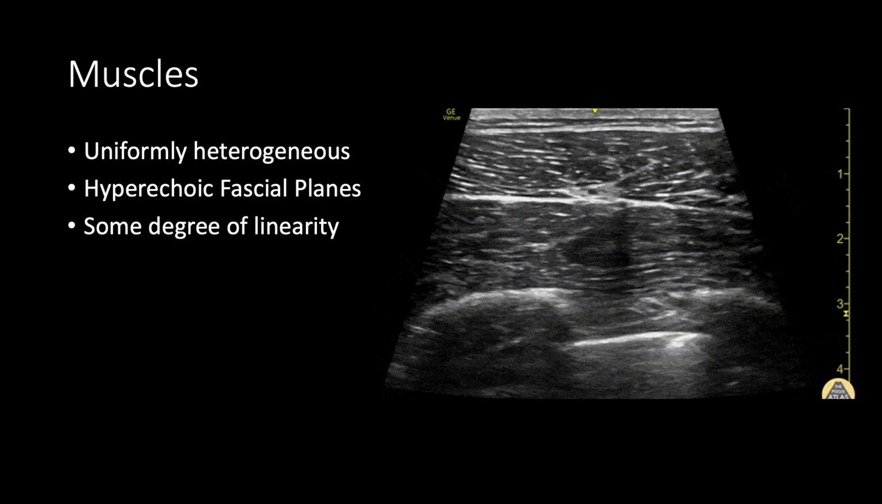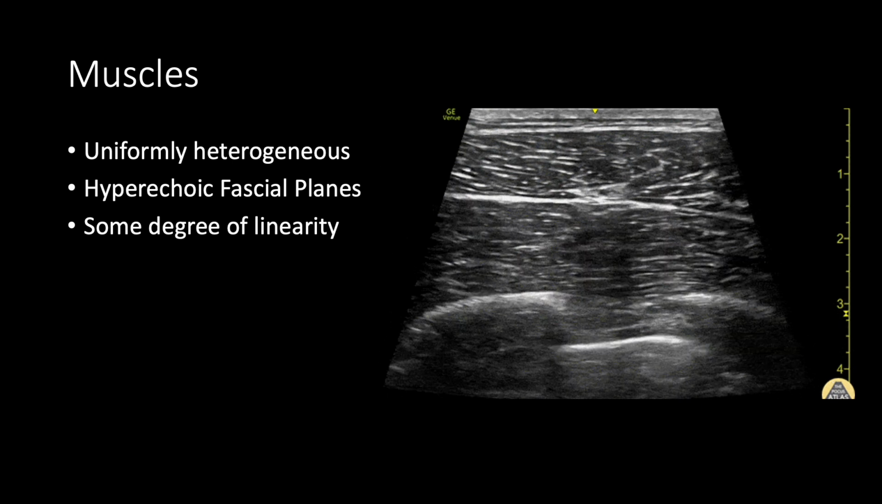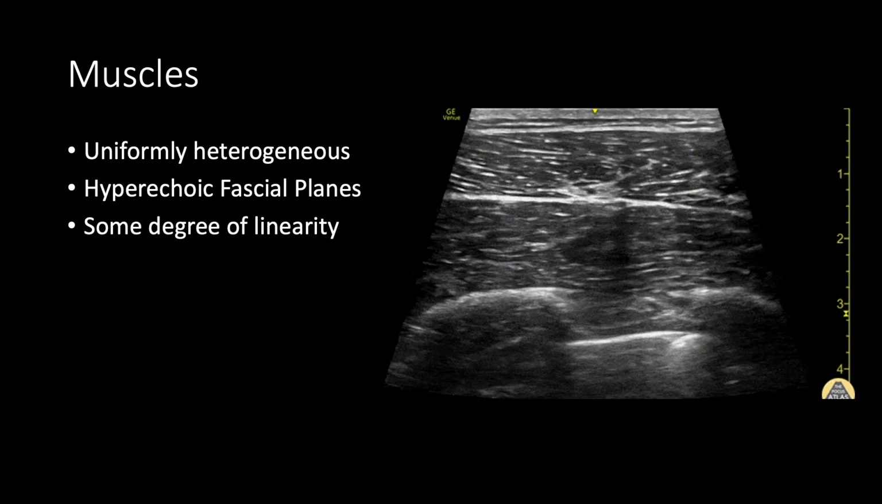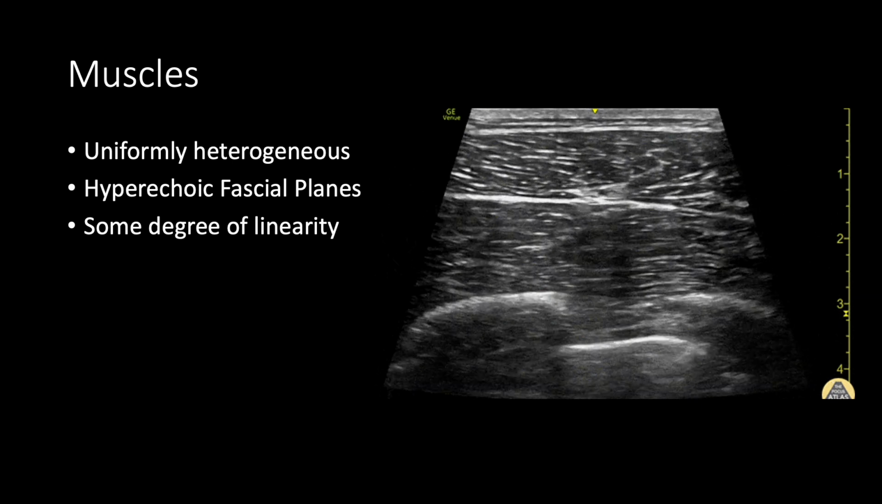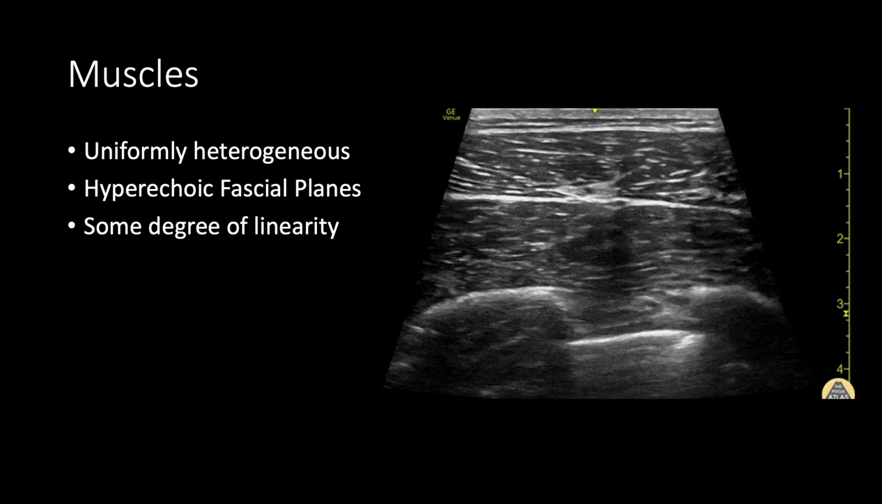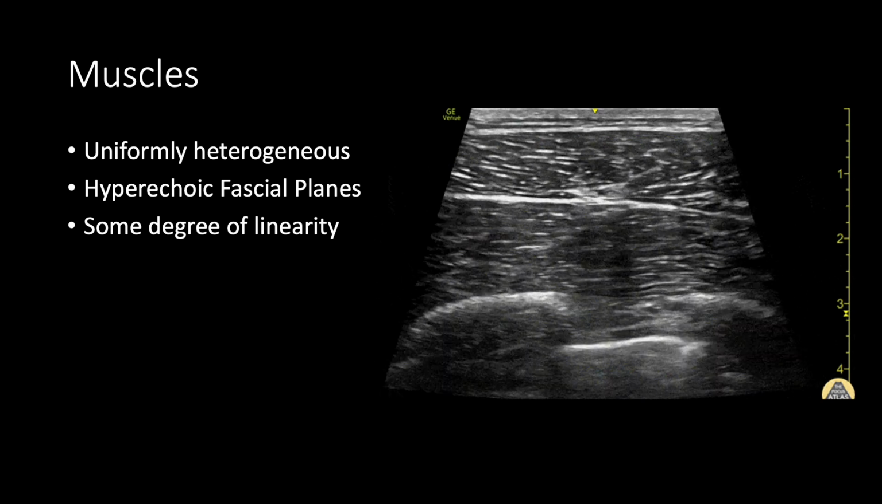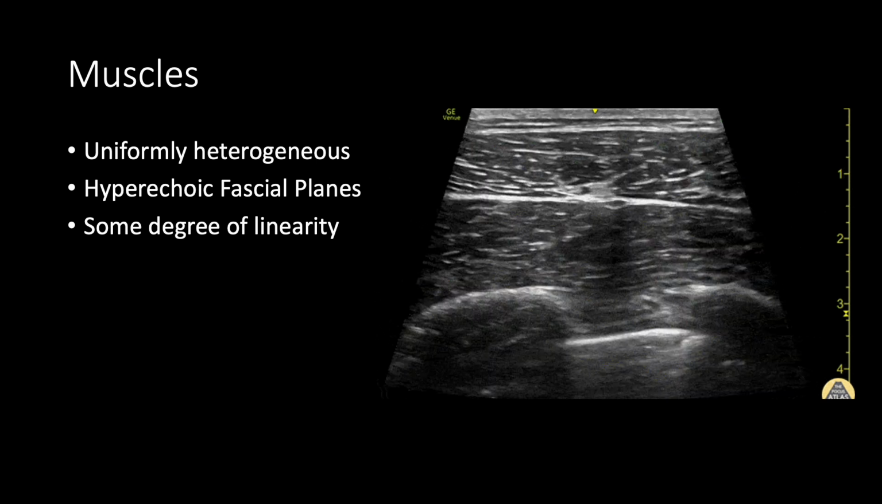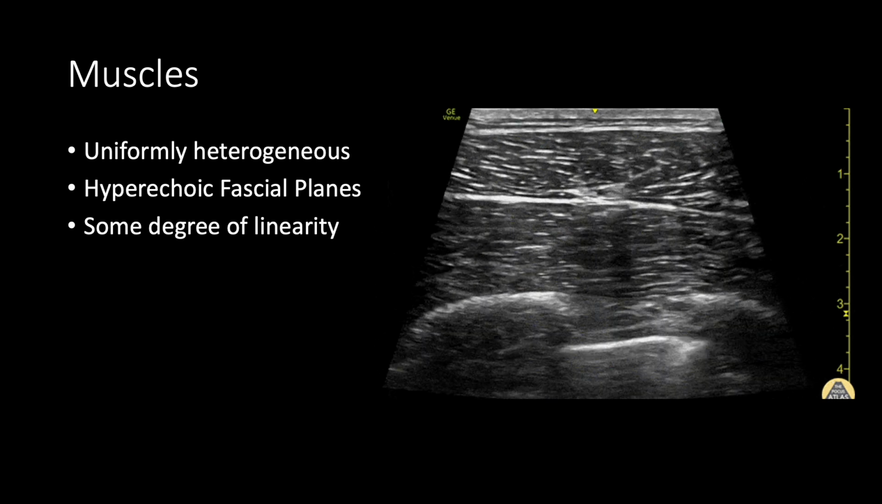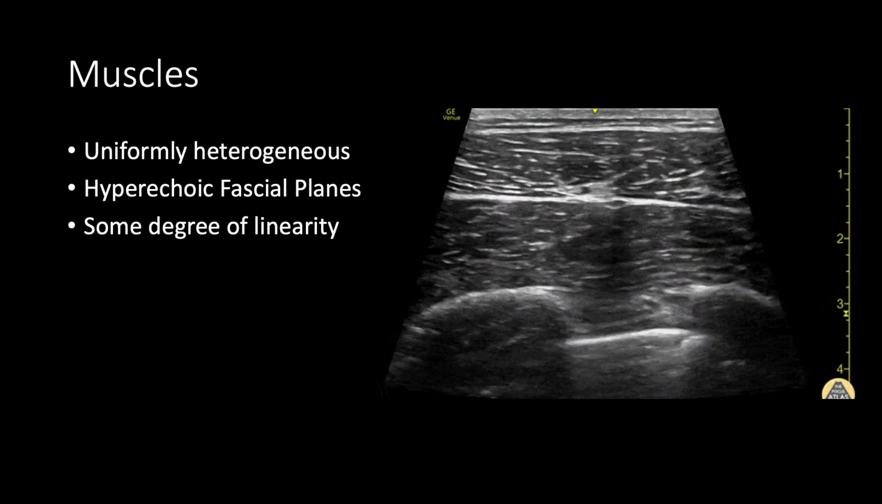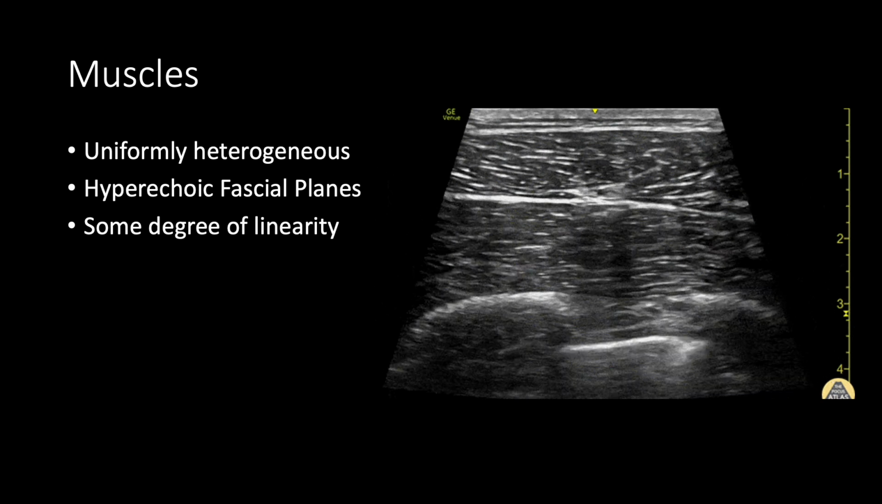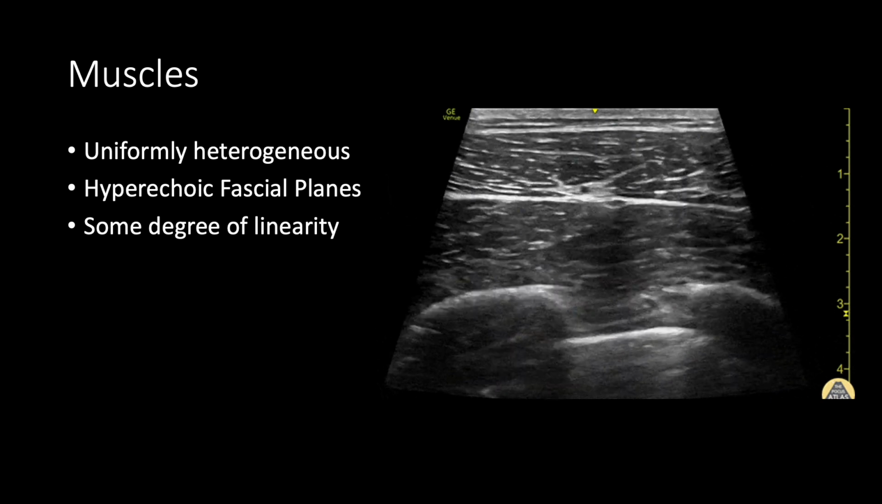So moving on to muscles, and this is a video of the chest wall, which shows layers of thoracic muscles overlying two rib bones in a pleural line, which you might recognize from our lung ultrasound series. Muscles generally have a uniform, striated appearance on ultrasound, with some degree of linearity that shows when the muscle fibers are traveling in a particular direction.